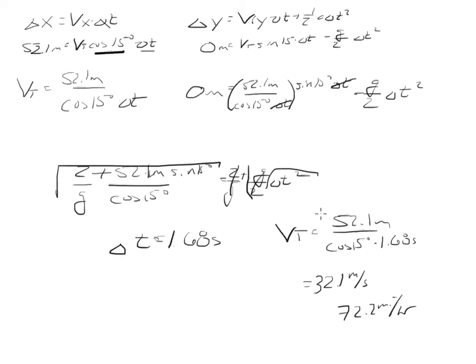So we come down here and take 52.1 meters, 2 meters, times cosine of, divided by cosine of 15 times 1.68, which is what we just got right there. And that gets you 32.1 meters per second. And if you're curious, that's also 72.2 miles per hour. And that's how you do that problem.